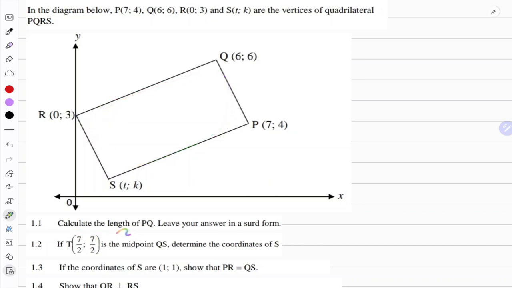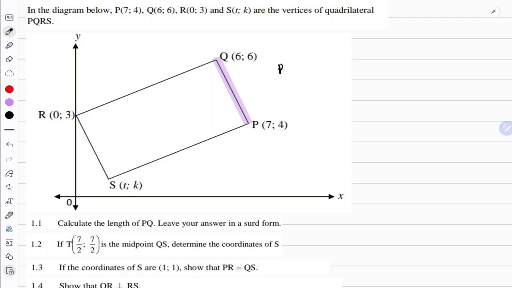So the first question says calculate the length of PQ. Leave your answer in surd form. So we need to find the length of PQ, and we need to leave our answer in surd form, meaning we should see a surd. So to find the length of PQ, we need to use the distance formula.